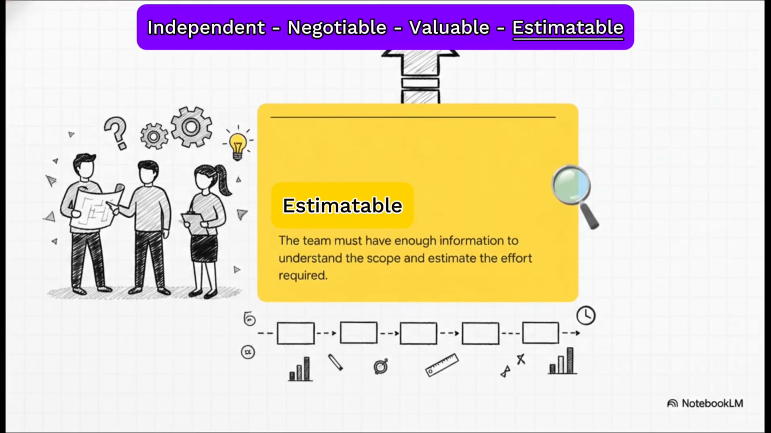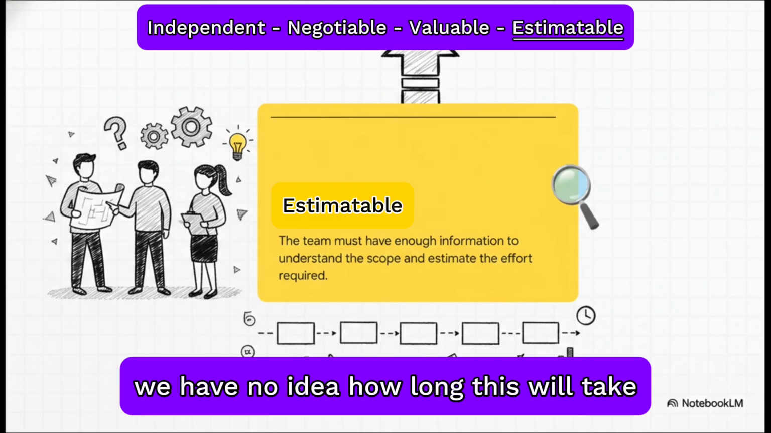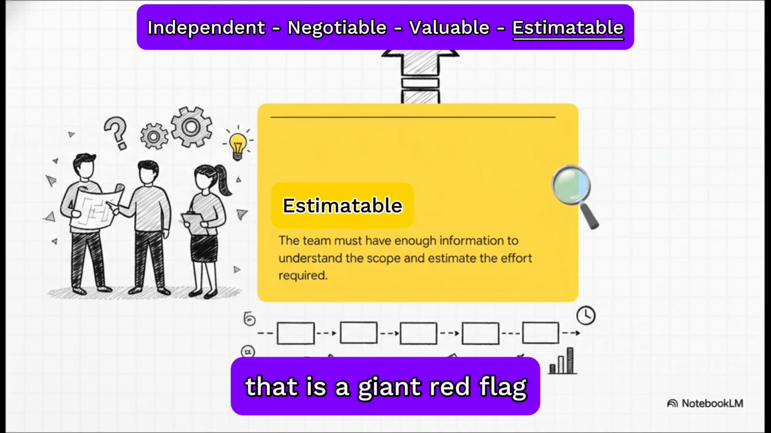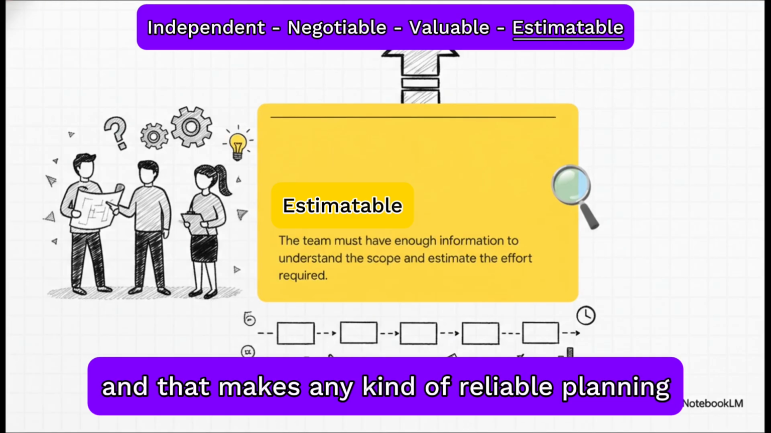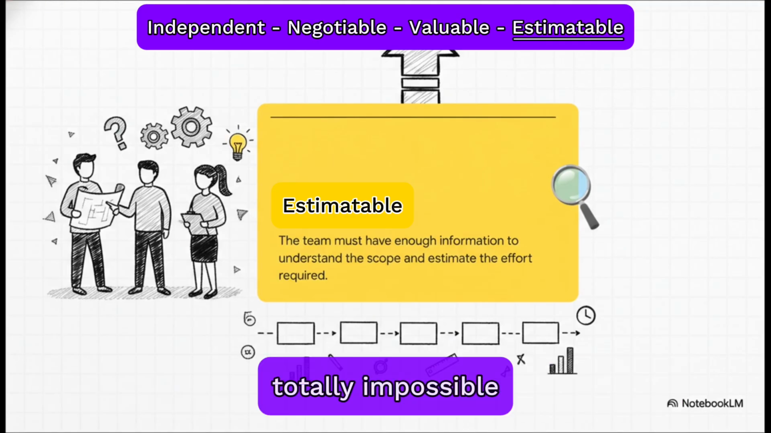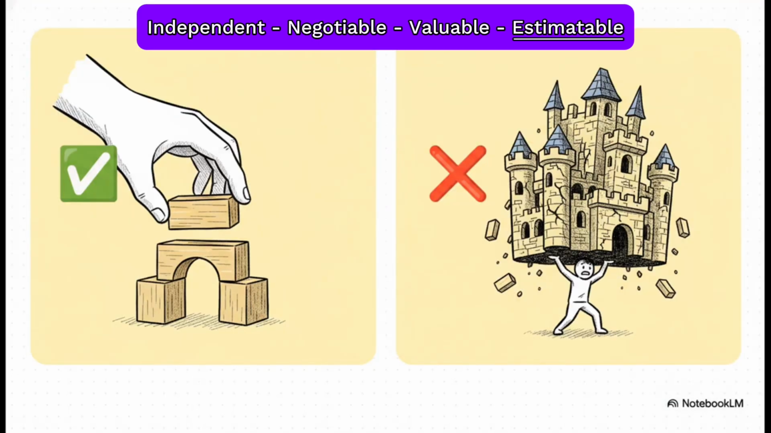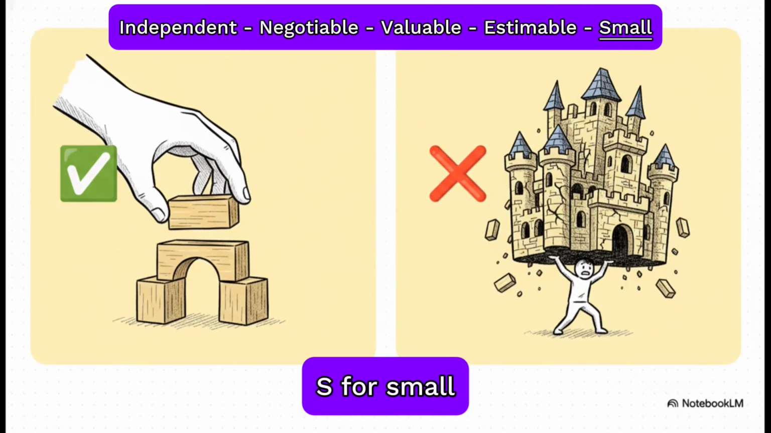Then we have E for estimable. Look, if your team looks at a story and says, we have no idea how long this will take, that is a giant red flag. It means the story is either way too vague or just way, way too big. And that makes any kind of reliable planning totally impossible. And that leads perfectly into S for small.